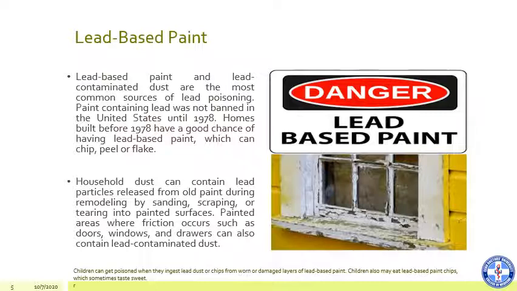Household dust can contain lead particles released from old paint during remodeling by sanding, scraping, and tearing into painted surfaces. Painted areas where friction occurs, such as doors, windows, and drawers, can also contain lead-contaminated dust.